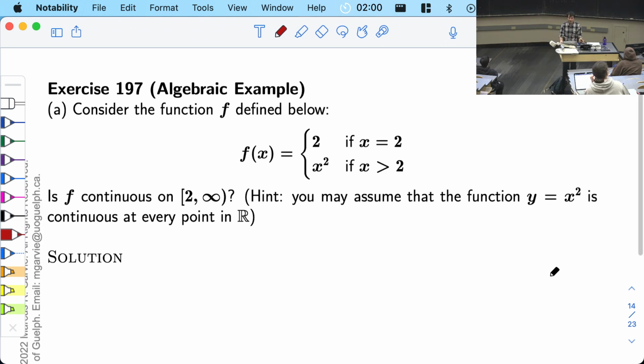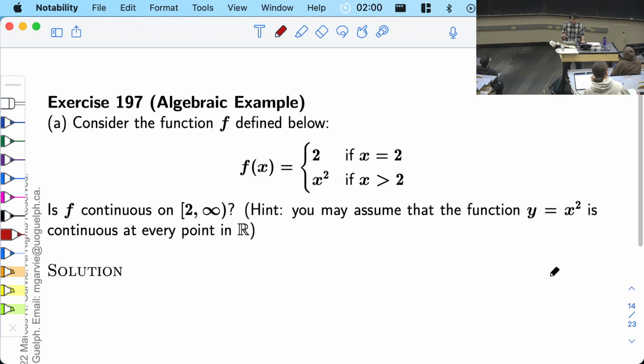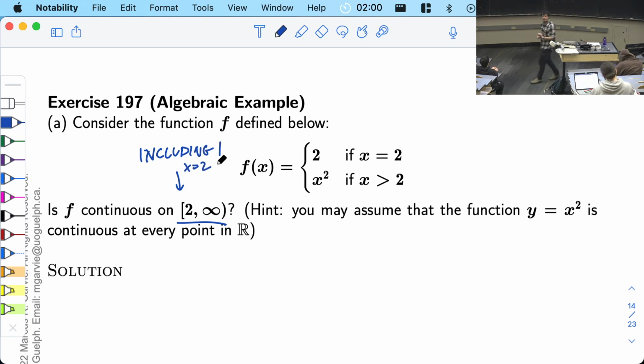Okay, so let's take a stab at solving it. The question they asked is, is it continuous on 2 to infinity, including 2? So including x equals 2. That's the question. Is it continuous on all the numbers, including 2? And there's a nice hint: you may assume y equals x squared is continuous everywhere. Why is this a hint? Because our function has y equals x squared when x is bigger than 2. So the hint is actually telling us something nice.